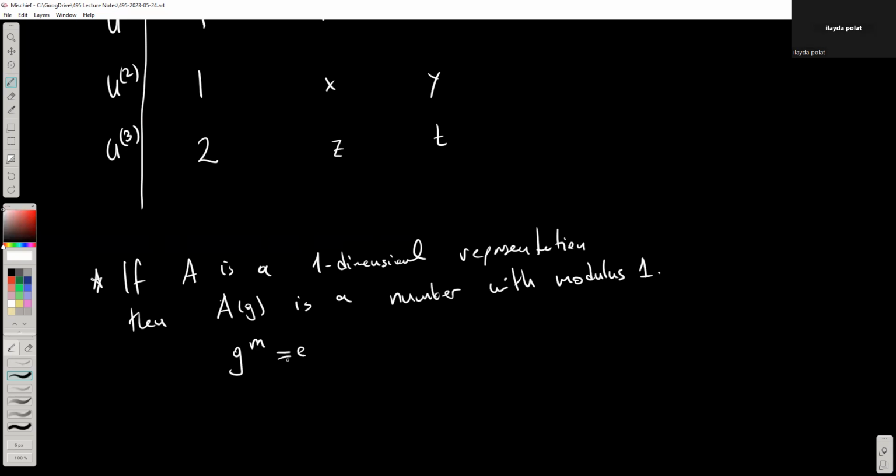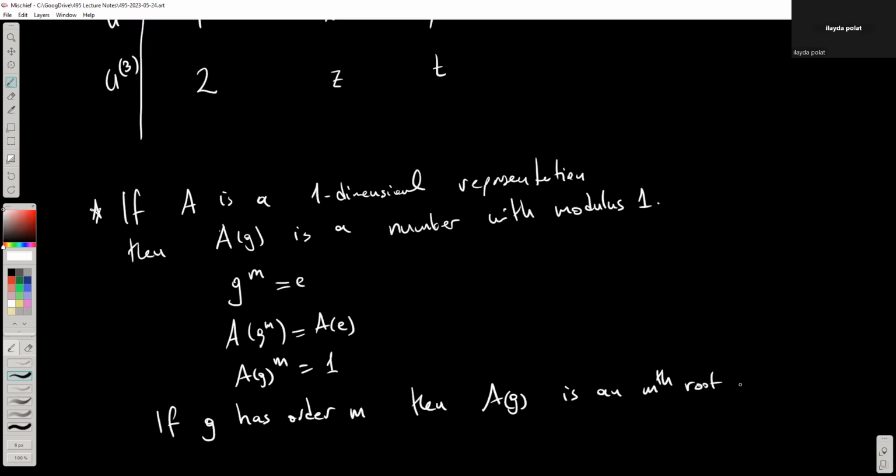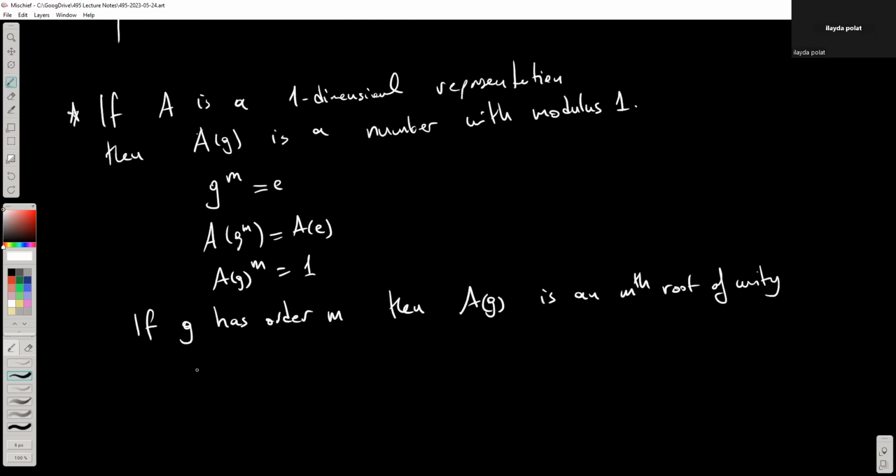Let's say that m, this mth power of the group element, is equal to identity. But this is also satisfied for A. So A of identity should be equal to 1, so that's the identity matrix. But the 1-by-1 identity matrix is equal to the number 1. So this side is equal to the mth power of this actually. So this implies that if that element has order m, then A of G is an mth root of unity. Okay, which means A of G can be equal to the exponential of 2 pi i over m times k, where k is one of these numbers, right? It is 0, 1, or up until m minus 1.